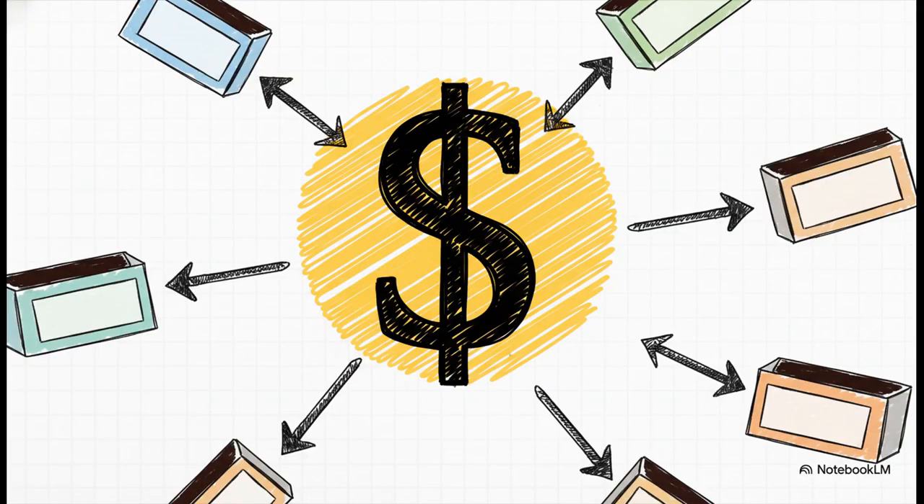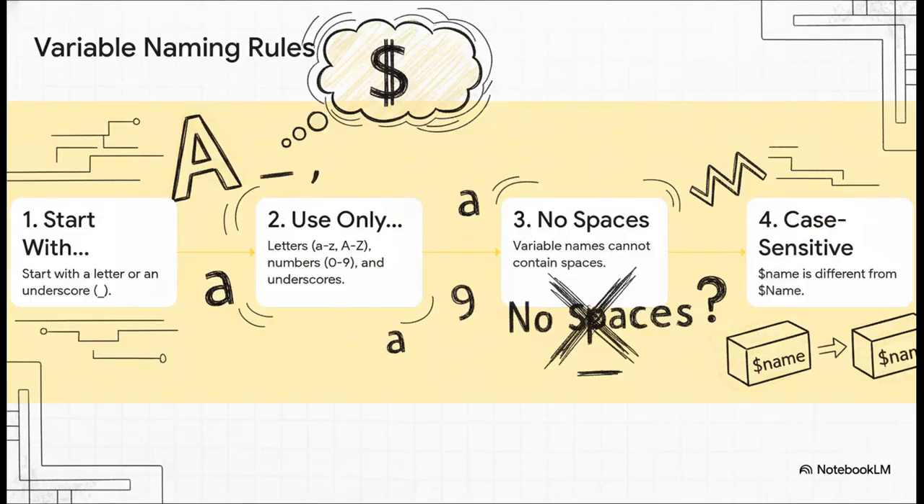Okay, now for probably the single most important rule you need to remember about these matchboxes in the world of PHP. Every single label has to start with a $ sign. That's the signal. When PHP sees that $ sign, it knows, aha, this is a variable, this is one of our boxes. And after that $ sign, there are just a few simple little rules for what you can name your box.